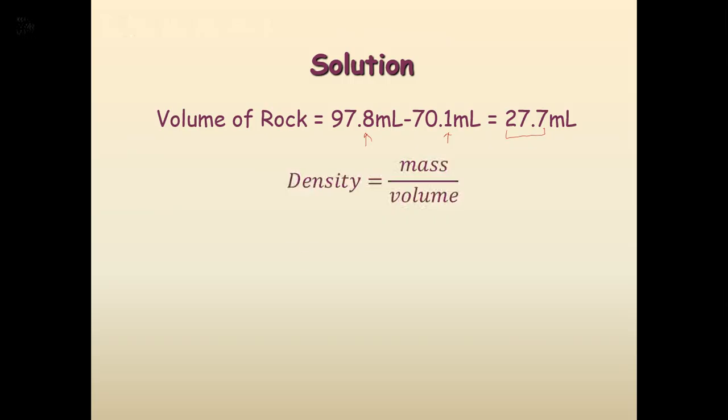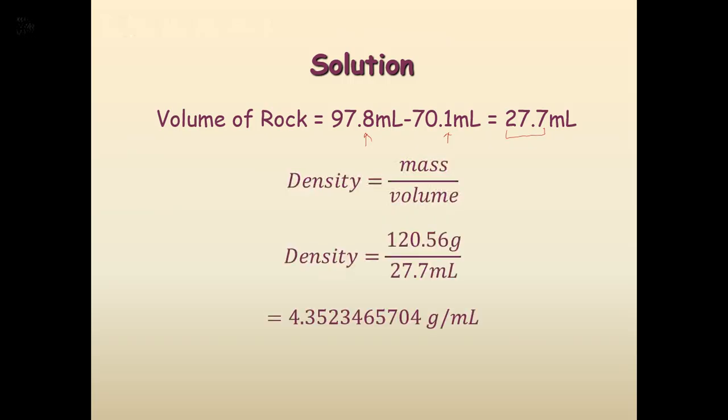I take my density, I do my mass divided by volume, I get my number, and I need to report this. So this one has 5 sig figs. This one has 3 sig figs. So I would express this number as 4.35 grams per milliliter.